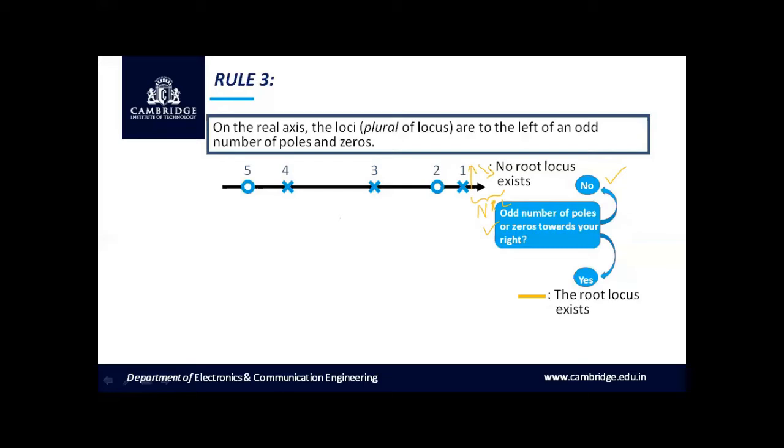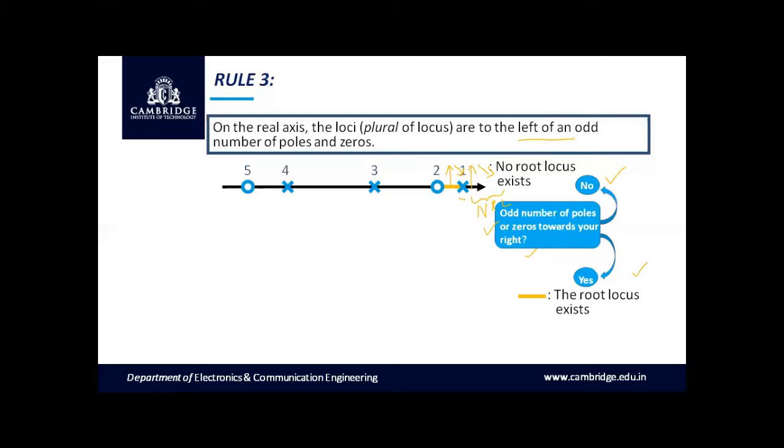Now let us assume that you have taken a point exactly in this location. Now just look to your right side. Again, read out this question. Are you able to see any odd number of poles or zeros towards your right? Yes, I can see one pole towards my right. Hence, the root locus exists to the left of an odd number of poles and zeros.